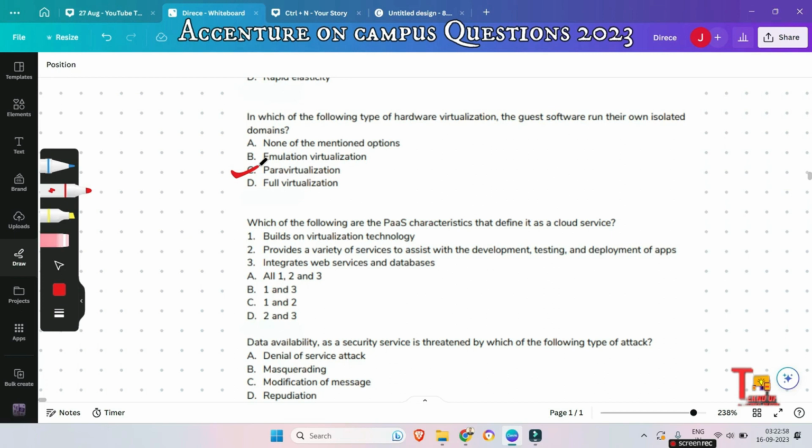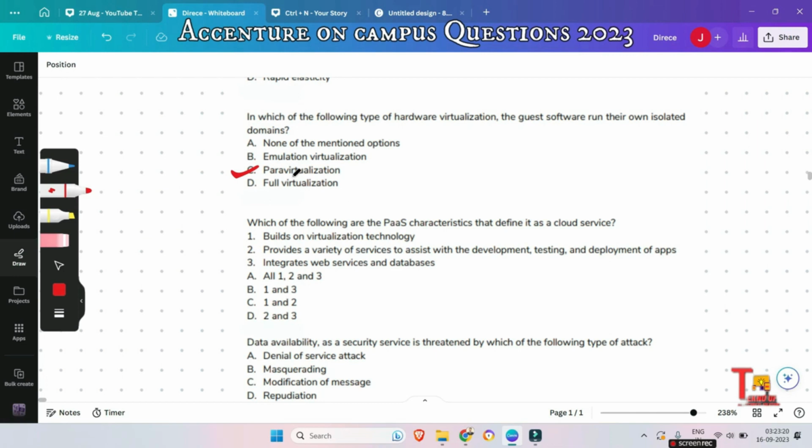But in emulation virtualization, the virtual machine simulates the hardware and hence becomes independent of it, right? And in this, the guest operating system does not require modification. And in full virtualization, the underlying hardware is completely simulated and guest software does not require any modification to run, right?